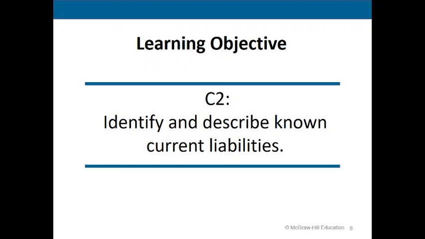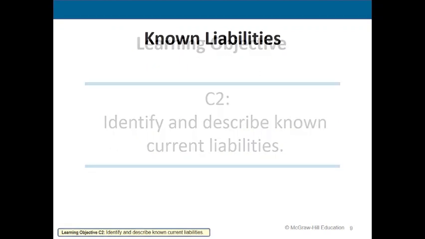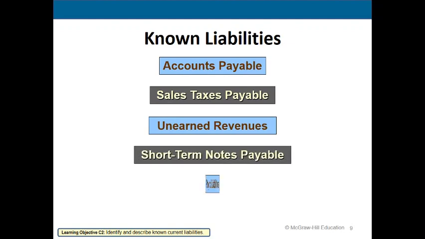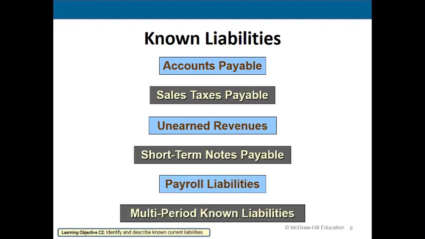So let's talk about known current liabilities. Here are some examples of known liabilities. Accounts payable, we've already discussed when we talked about merchandising operations. We'll look at sales taxes payable, unearned revenues we've looked at, short-term notes payable, payroll payable, and multi-period known liabilities.